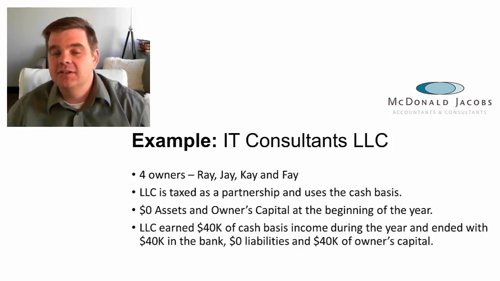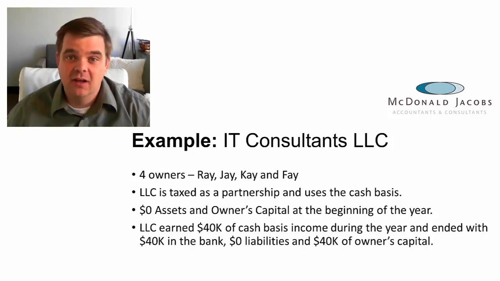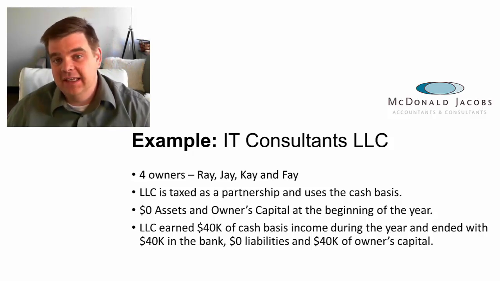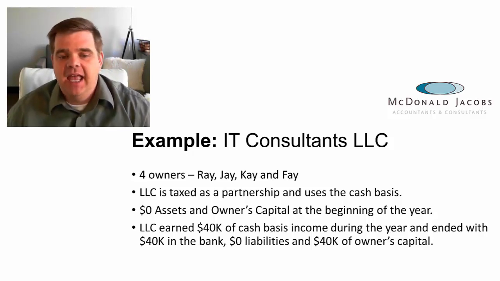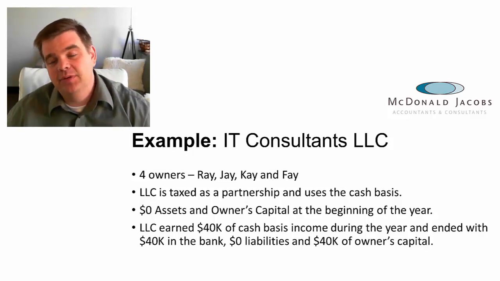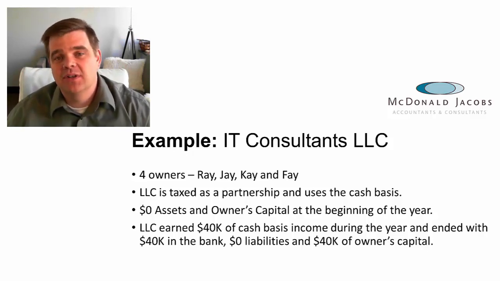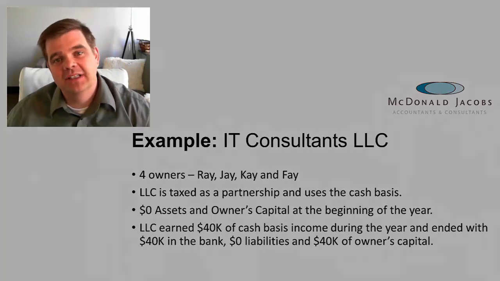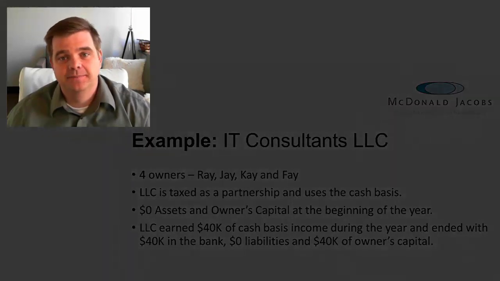We're going to show that the LLC earns $40,000 on a cash basis, which means that they've got $40,000 in the bank at the end of the year. And again, we will stick with zero liabilities throughout this example, so when they've got the $40,000 of assets, cash in the bank, that's going to result in them having $40,000 of owner's capital. All right, well, let's take a look at the Excel spreadsheet.